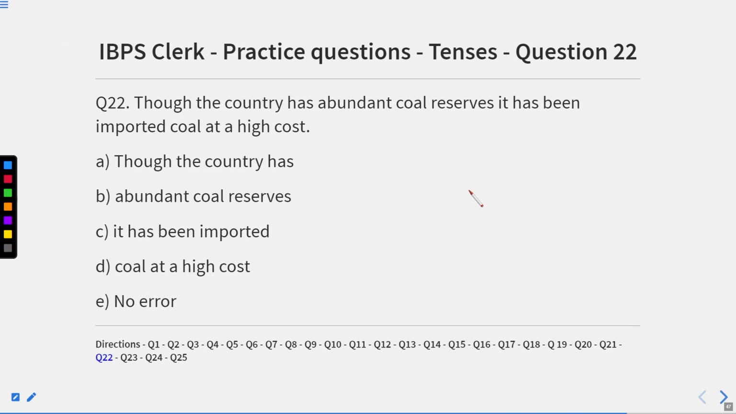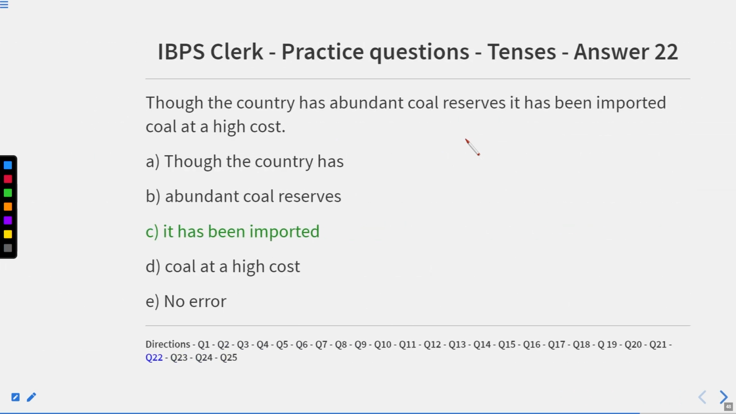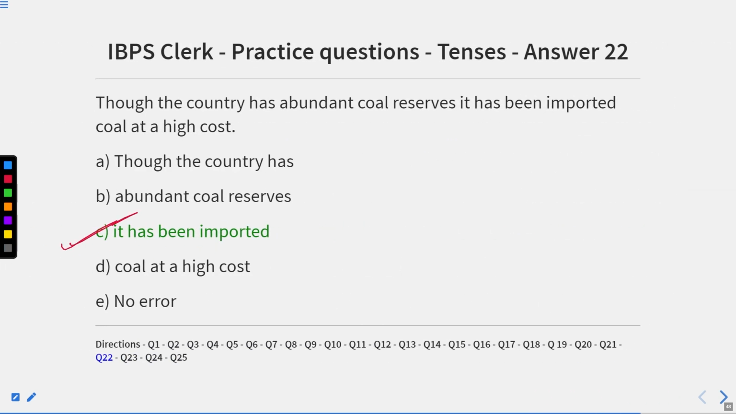Though the country has abundant coal reserves, it has been imported coal at a high cost. Now we can only write it has imported, that is fine. Been is incorrect over here, it is superfluous, so we should not write it over here. It is only used in present perfect continuous tense, past perfect continuous tense, future perfect continuous tense, and also in the passive voice, though the sentence is active. So here the error is in part C. So our answer is C, where this been should be removed.